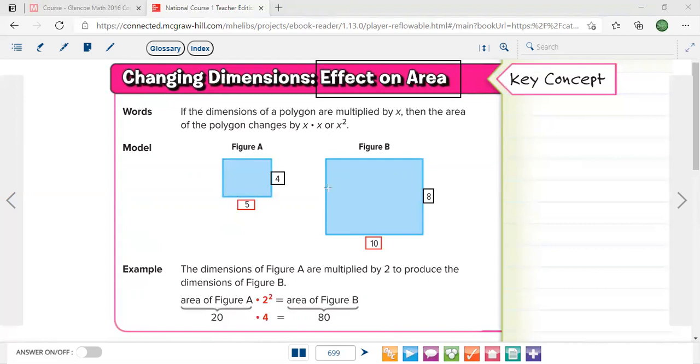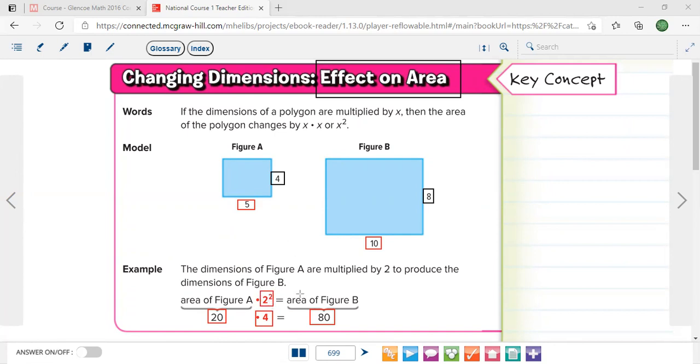Now the area of the first figure, you know that it's length times width, 4 by 5 is 20. And the area of the second, 8 times 10 will give you 80. What is the relation between 20 and 80? We should multiply it by 4, which is 2 to the power of 2.